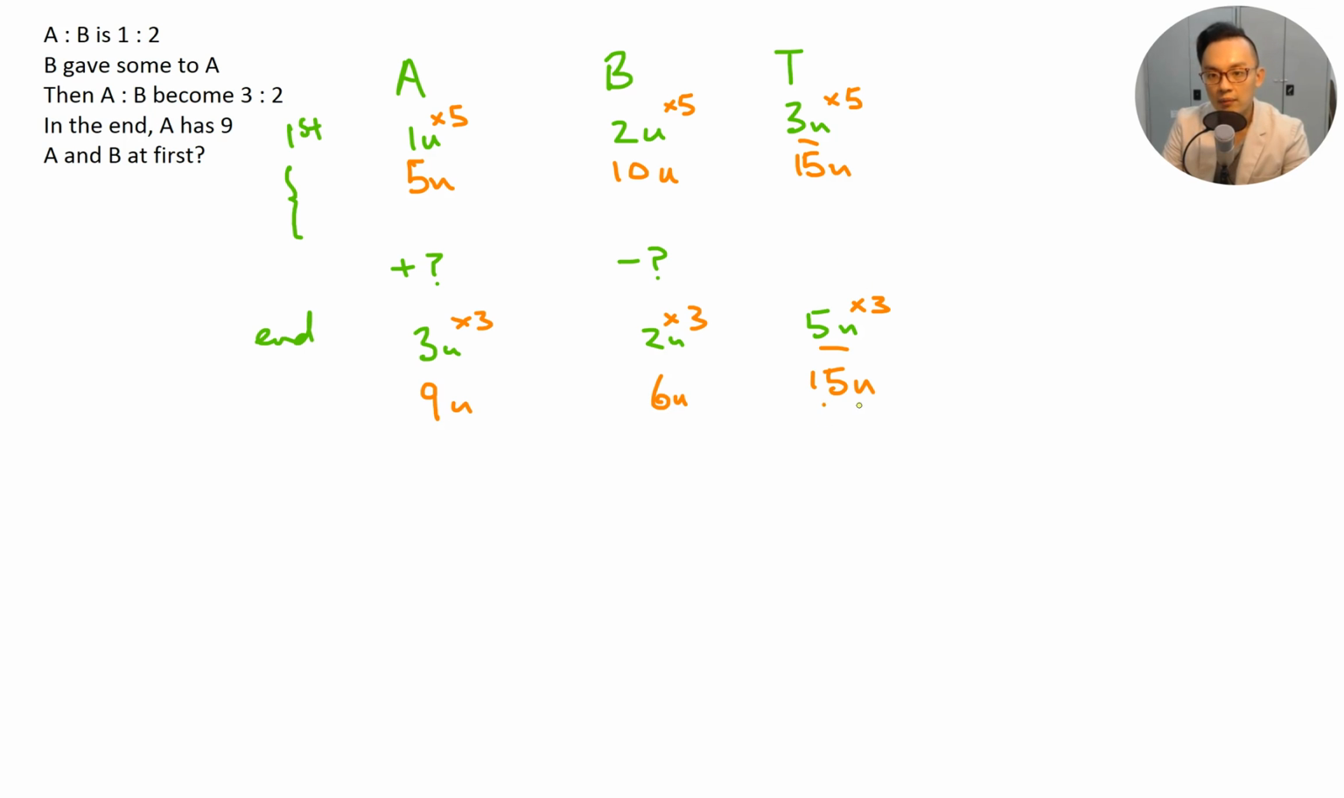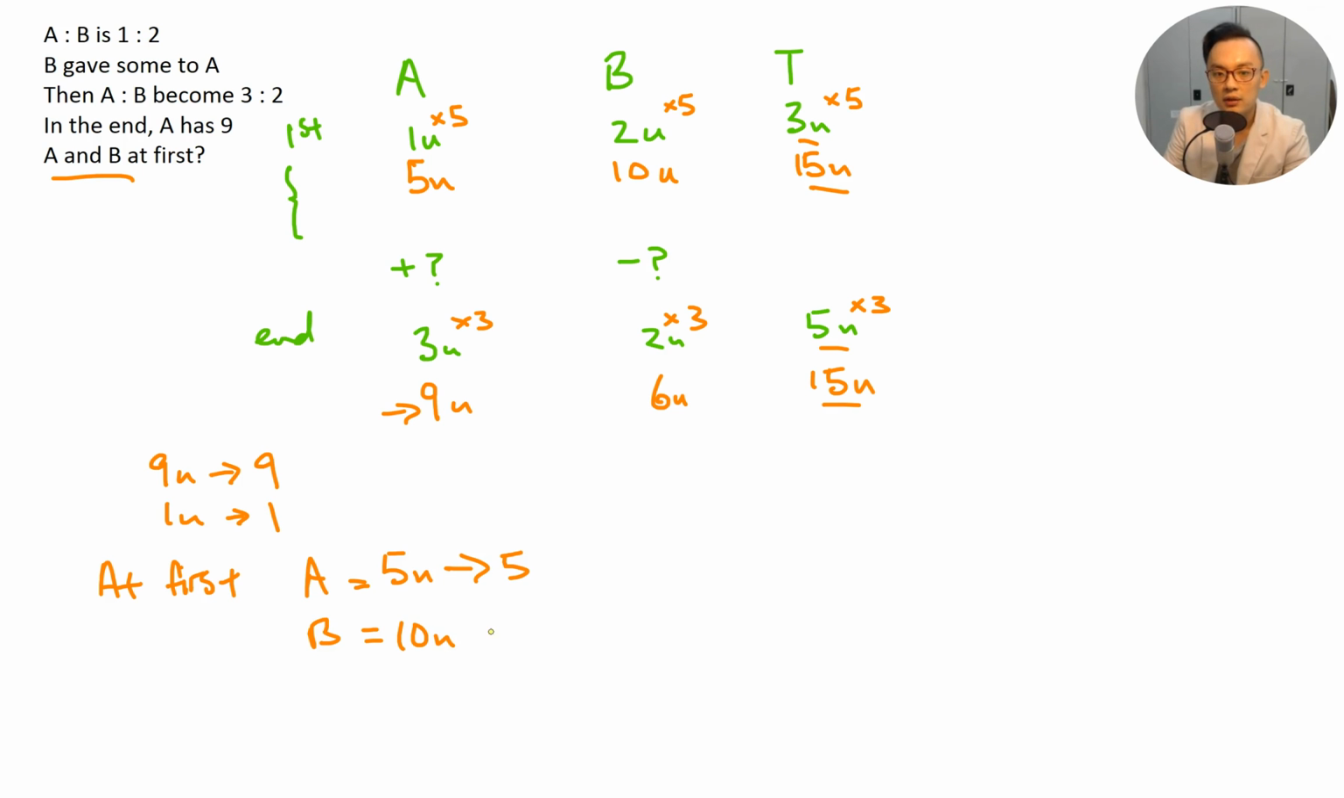Alright, so now I've made my total the same, and I know that in the end A has 9. So in the end A has 9, so therefore 9 units is actually 9. 1 unit is 1. A and B at first, so A at first will have 5 units, and that's equals to 5. B will have 10 units, and that's equals to 10. Alright, so that's the answer.